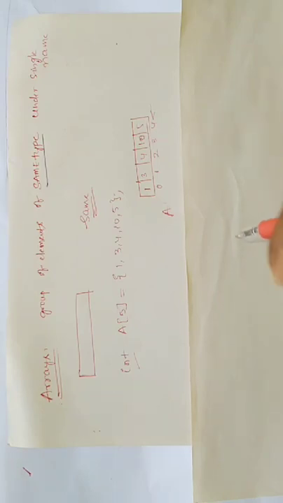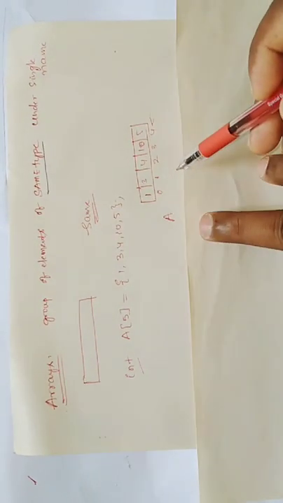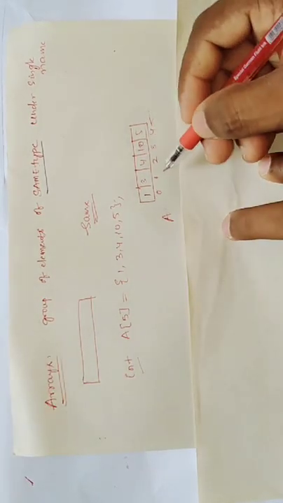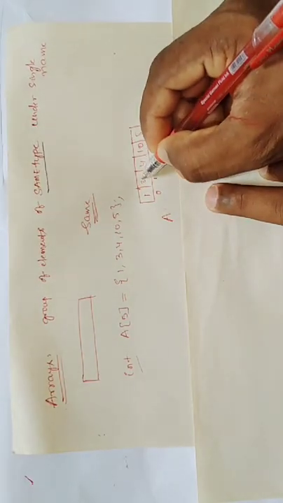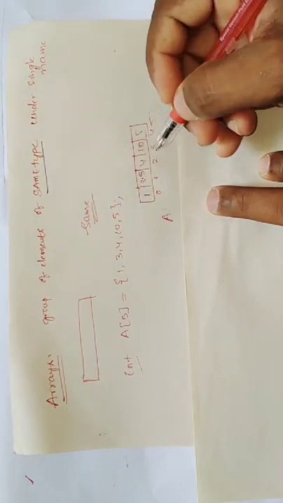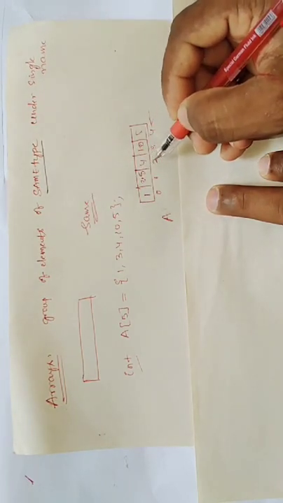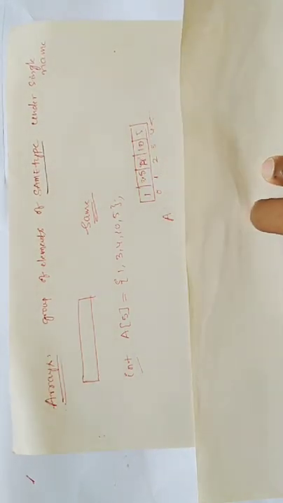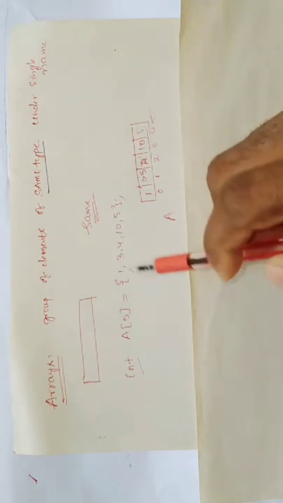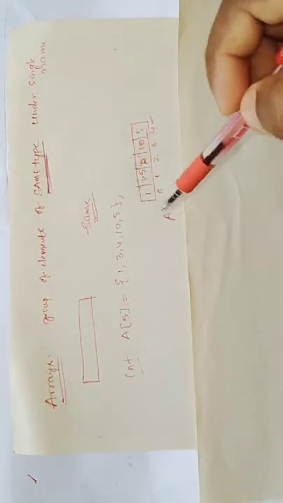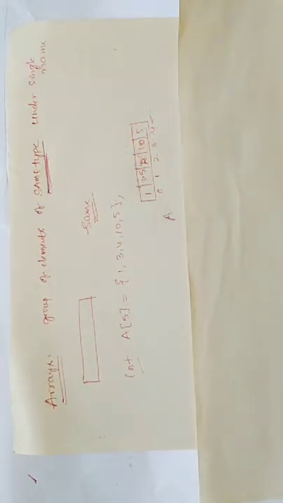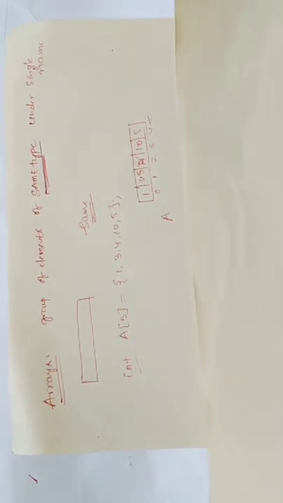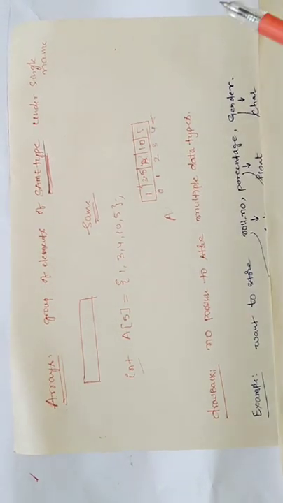But the problem is, if I want to store A of 0 as integer type, A of 1 as float type, and A of 2 as a character type, then it is not possible. Because the array definition is what? All should be of the same type. Meaning multiple data types will not be possible with arrays. This is the drawback: no possibility of storing multiple data types.